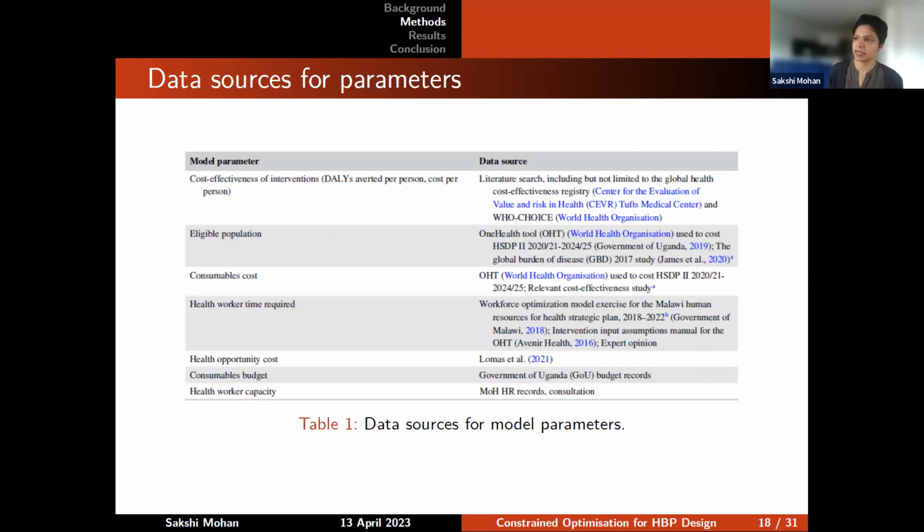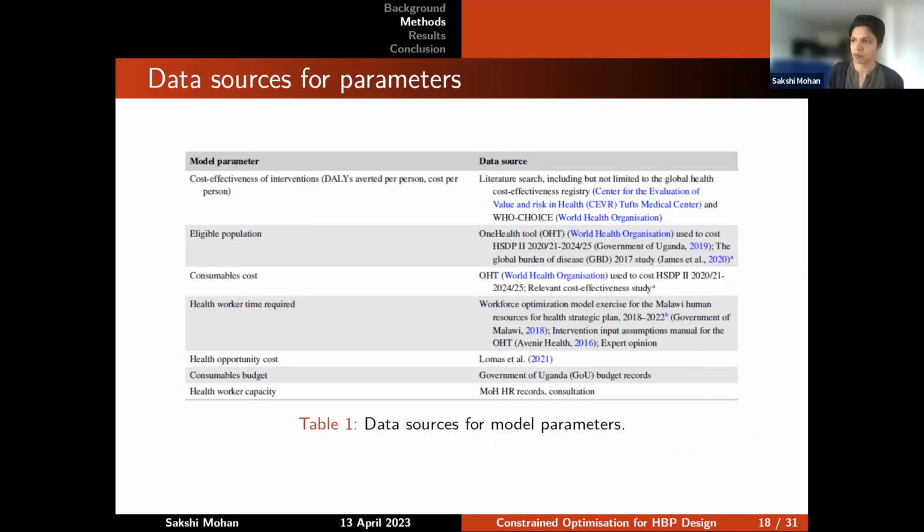And where these sources did not have the interventions we were looking for, we carried out a broader literature search on PubMed. For the size of the eligible population for interventions, we relied on the One Health tool, as well as the Global Burden of Disease study from 2017. For consumables costs, again, we refer to the One Health tool where feasible, and where the intervention wasn't available in the One Health tool, we also referred to the relevant cost effectiveness study.